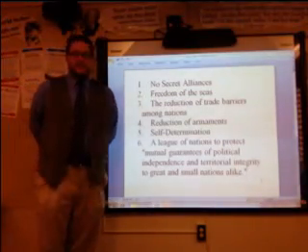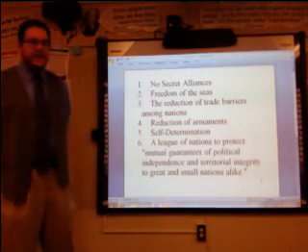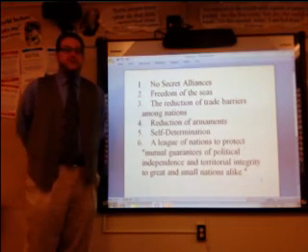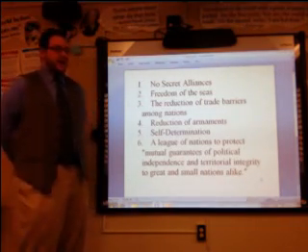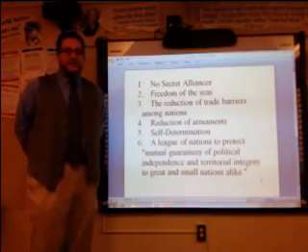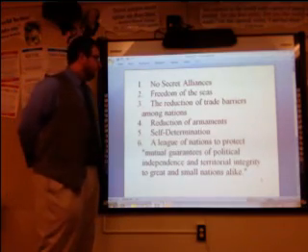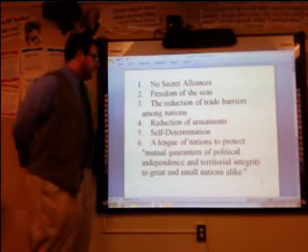The first thing that Wilson argued for was that there should be, in diplomacy, no secret alliances. Everybody in the world should know who is allied with who, against who, that there should be no secret deals, secret understandings, things done under the table, etc. So Wilson's first point was no secret alliances.